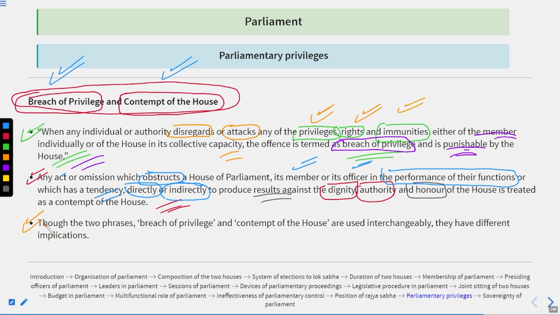The two phrases, the breach of privilege and the contempt of the house, are used interchangeably, but they have different implications. Here also we have learned them together, breach of privilege and contempt of the house, and they could be used interchangeably, but they have different implications.